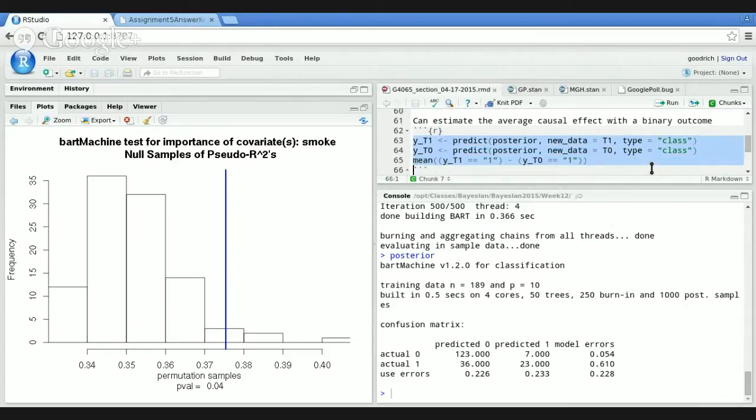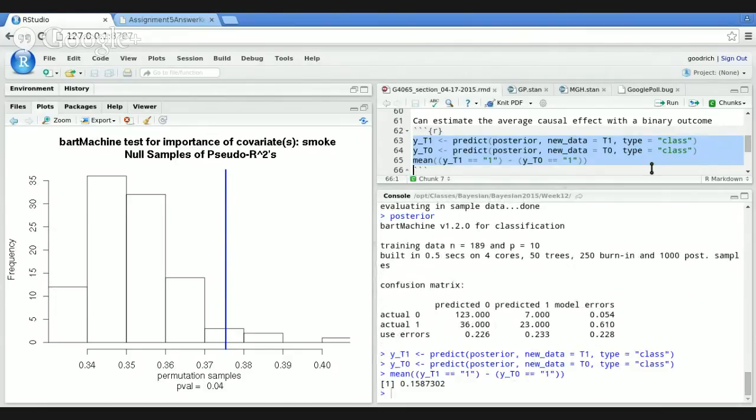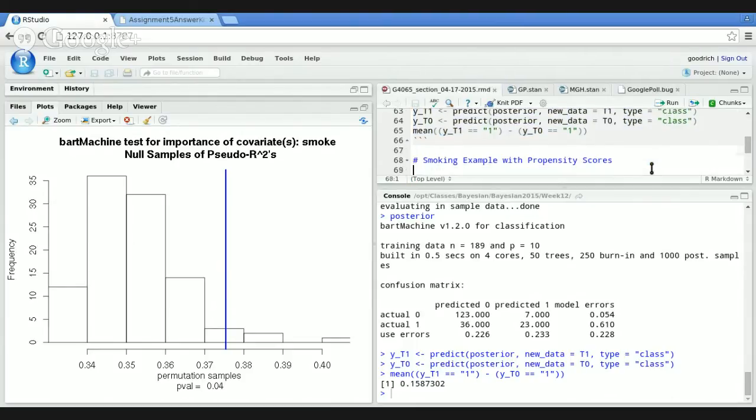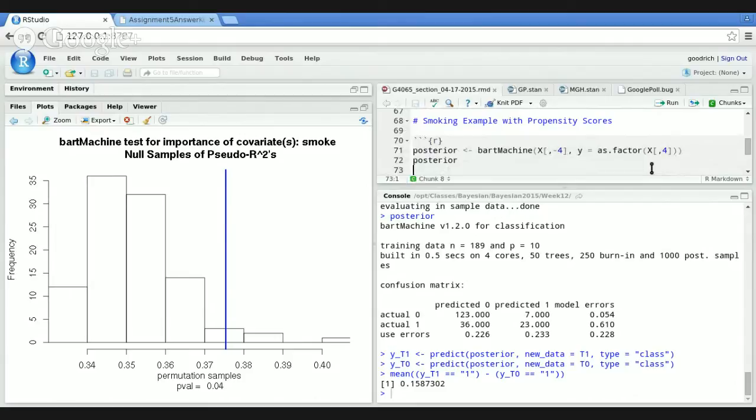Again, you could estimate the causal effects, in this case in terms of the incidence of 1 and 0. So this tells us that the causal effect of smoking increases the probability of having a binary low birth weight baby by 0.16. So it's a different causal estimate than the 289 grams that we got before.